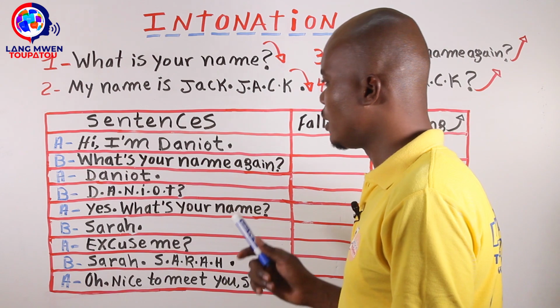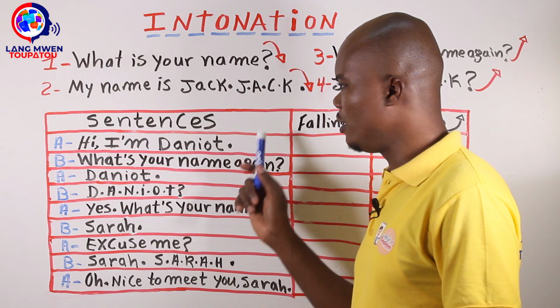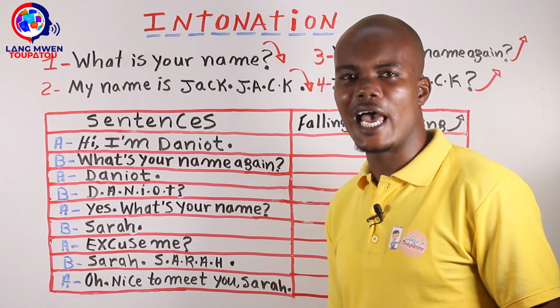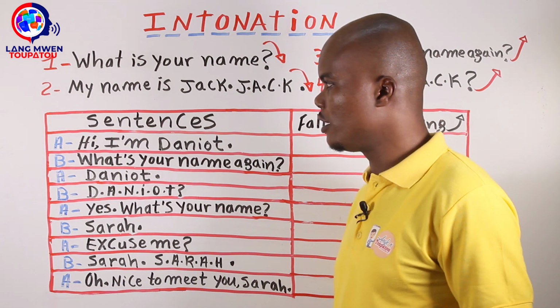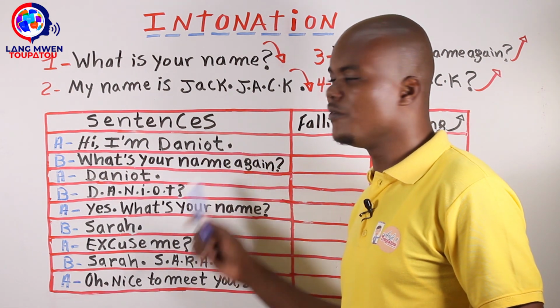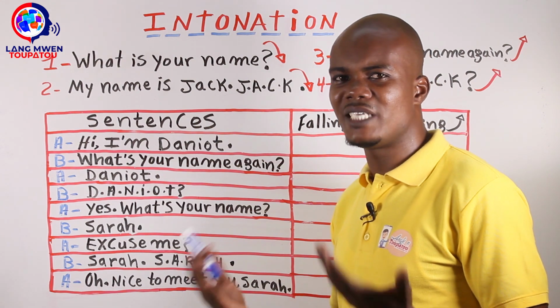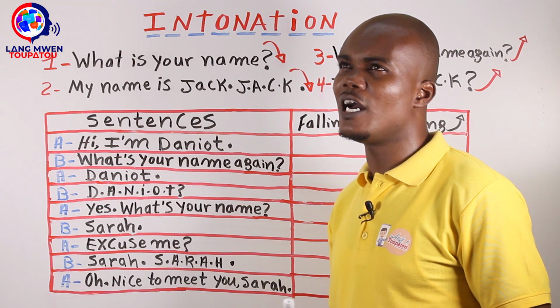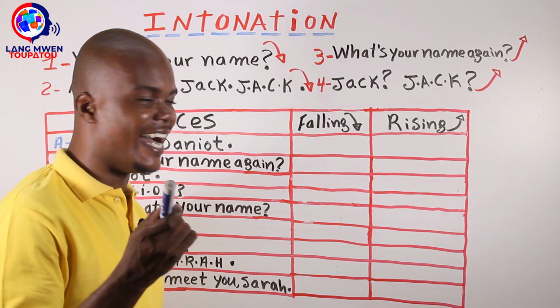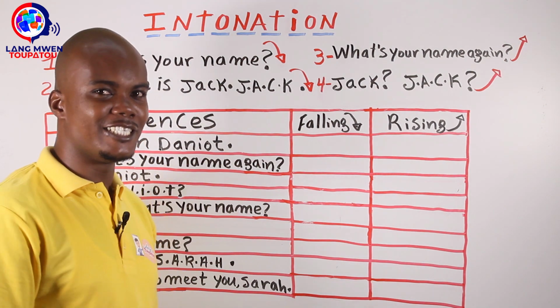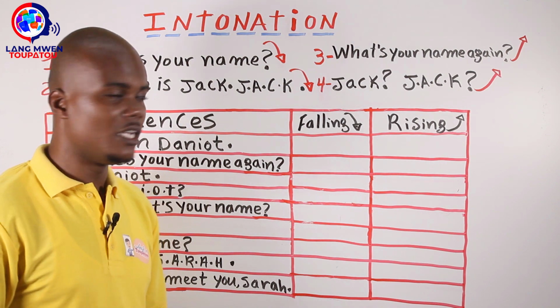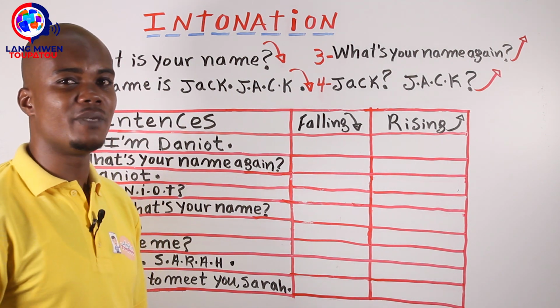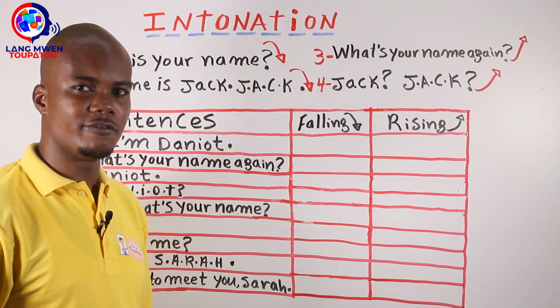Good. Here, what do I have? Rising intonation or falling intonation? Hi, I am Daniel. Do I say hi, I'm Daniel? I share the secret with you, man. It's a falling intonation, because I lower my voice at the end of the sentence.